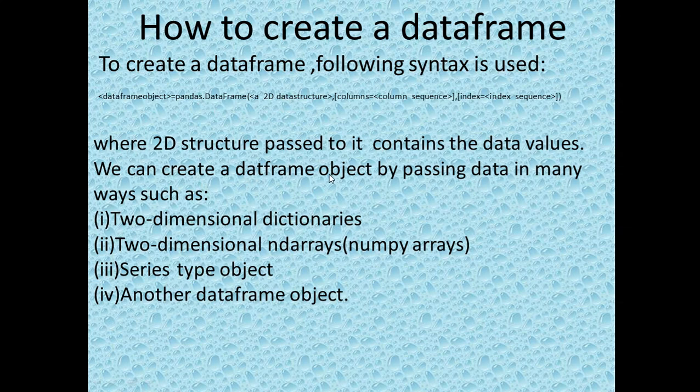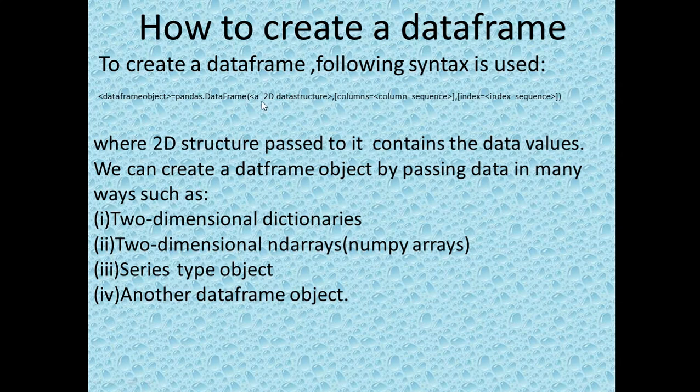So we can create a DataFrame object by passing the data in many ways. A DataFrame can be created in any of the following 4 ways: 1, 2, 3, 4. The first way is, after writing the DataFrame object name, then equal to, then pandas, then dot, afterwards DataFrame, and inside the brackets, these are the things. The four ways are about what you write inside the argument, inside the parameter of the DataFrame.